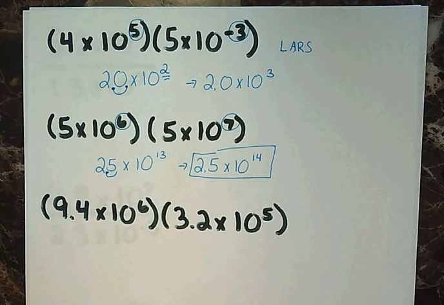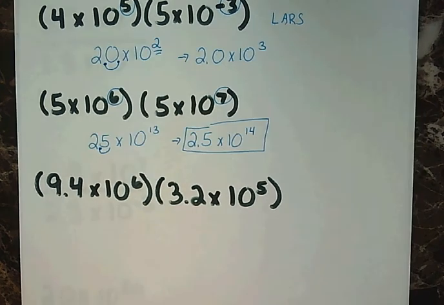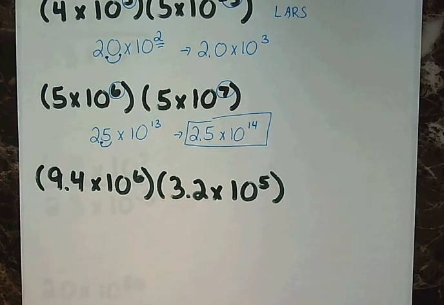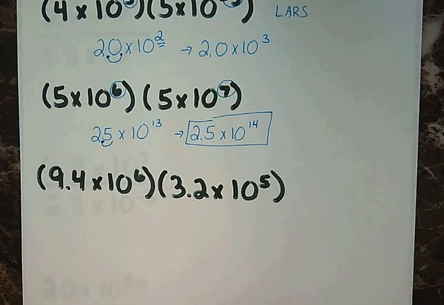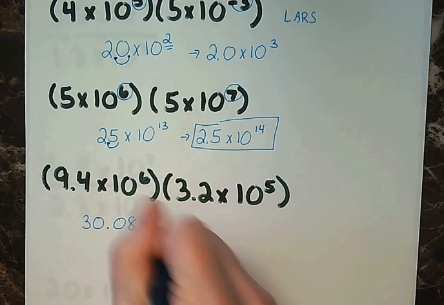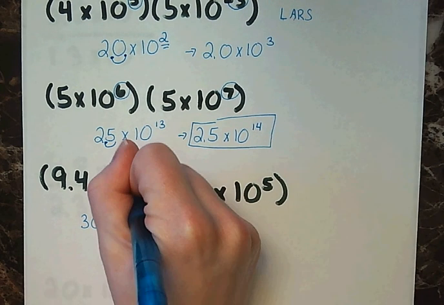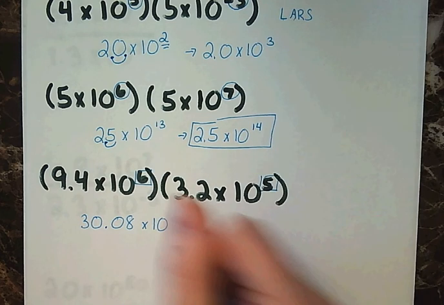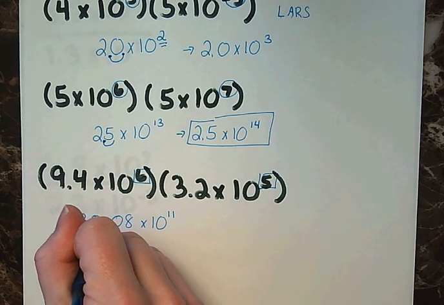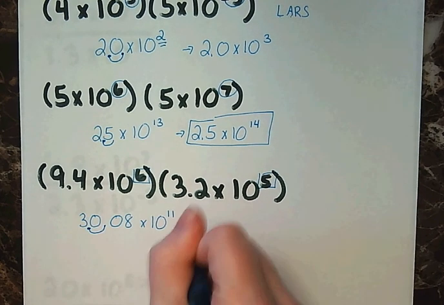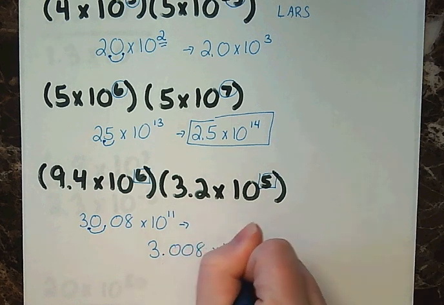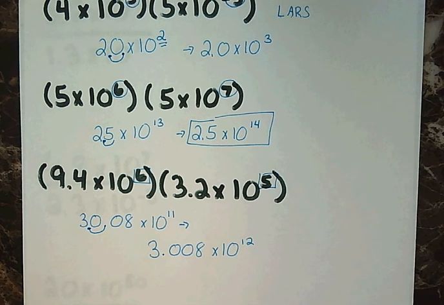Okay? Then we have on the bottom here, 9.4 times 10 to the 6th times 3.2 times 10 to the 5th. So we want to multiply those first two numbers, which would be 30.08. And then we have times 10. Do you know what 6 plus 5, Leon, is? 11. 11. Good job. Times 10 to the 11th. But still, that's not in proper scientific notation. We want to move it once to the left. So we now have 3.008 times 10 to the 12th. Okay, and that's our answer.